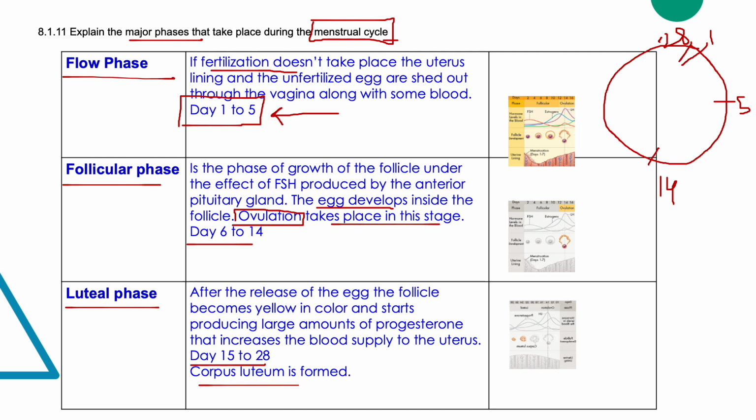The main thing that happens over here is that the corpus luteum is formed after the ovulation has taken place. Also, the progesterone level increases in the uterus. Let's have a brief of it with the help of a question.